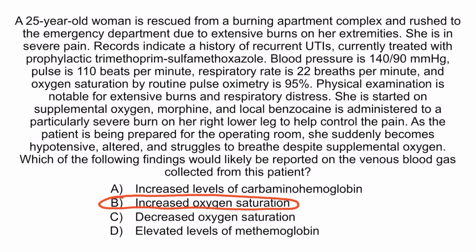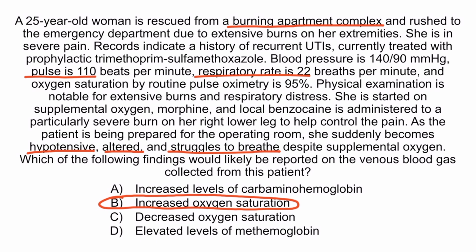All right, the correct answer is B. Elevated oxygen saturation. This patient is likely experiencing severe cyanide poisoning, as there are several clues in the vignette that point towards this diagnosis. First, the patient is a victim to a household fire, which means she likely inhaled smoke and was thus exposed to cyanide. Second, she presents with tachycardia and tachypnea, and then later develops hypotension, altered mental status, and respiratory distress, which is consistent with clinical findings seen in patients with cyanide poisoning.